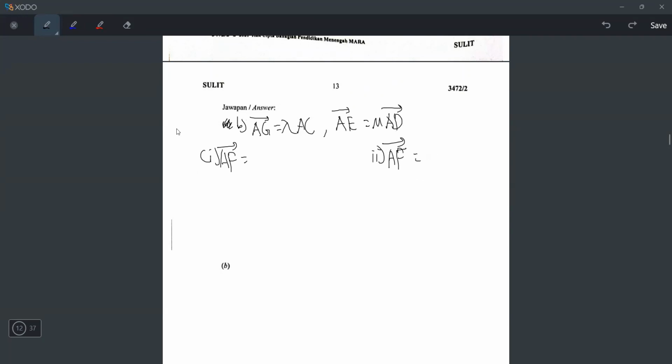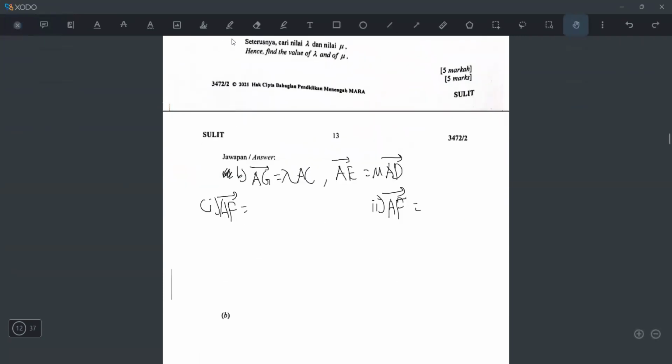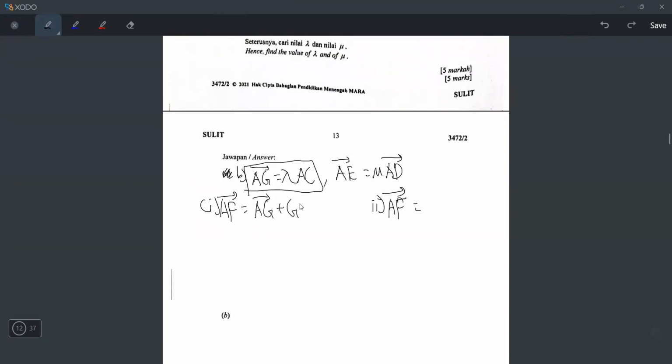So question 1, they want to find AF, right? Yeah, AF. And you have to use this info no matter what, because they want the answer in terms of lambda. So how do you want to do it? This one is AF, this one is AG. So what can I do here? I can write AG plus GF.